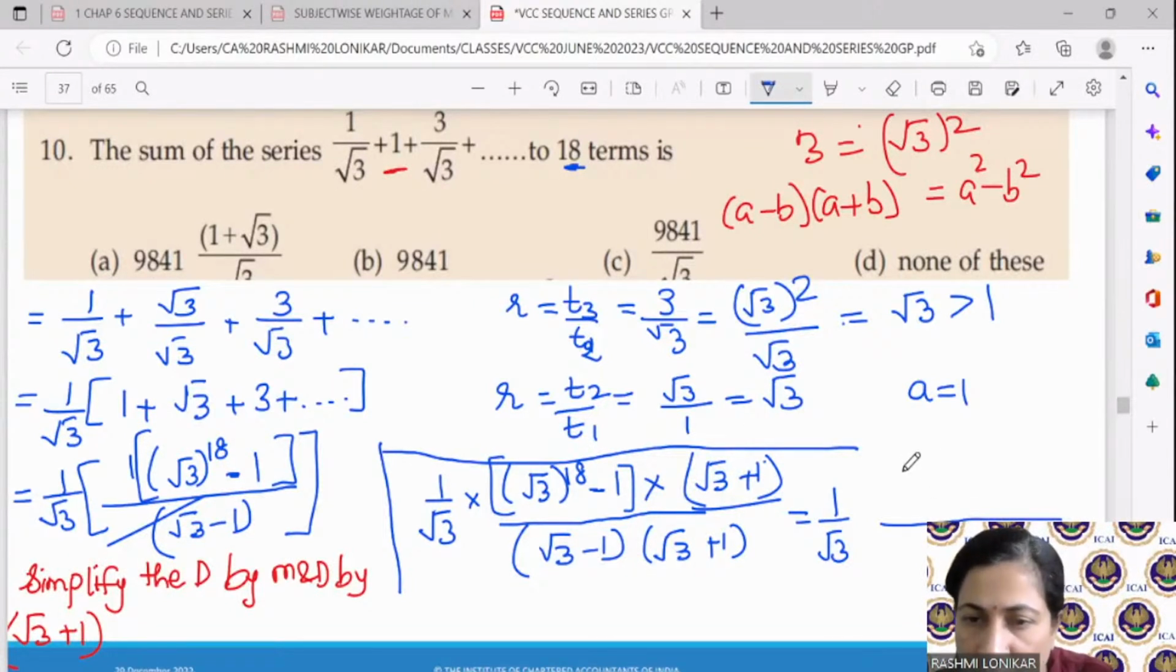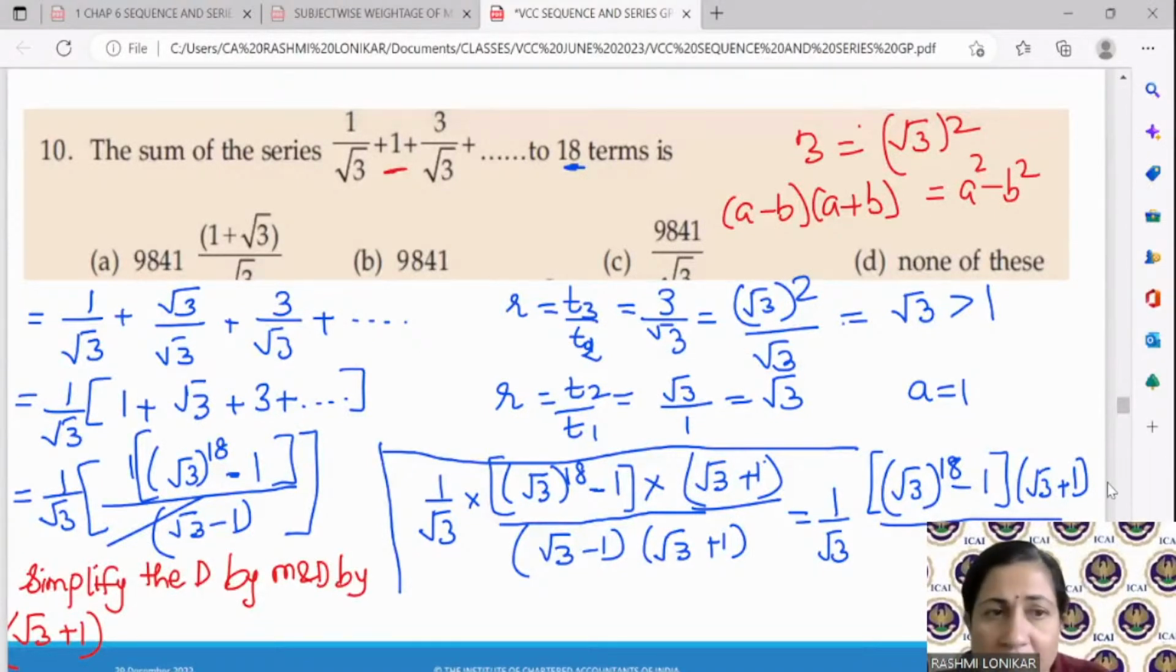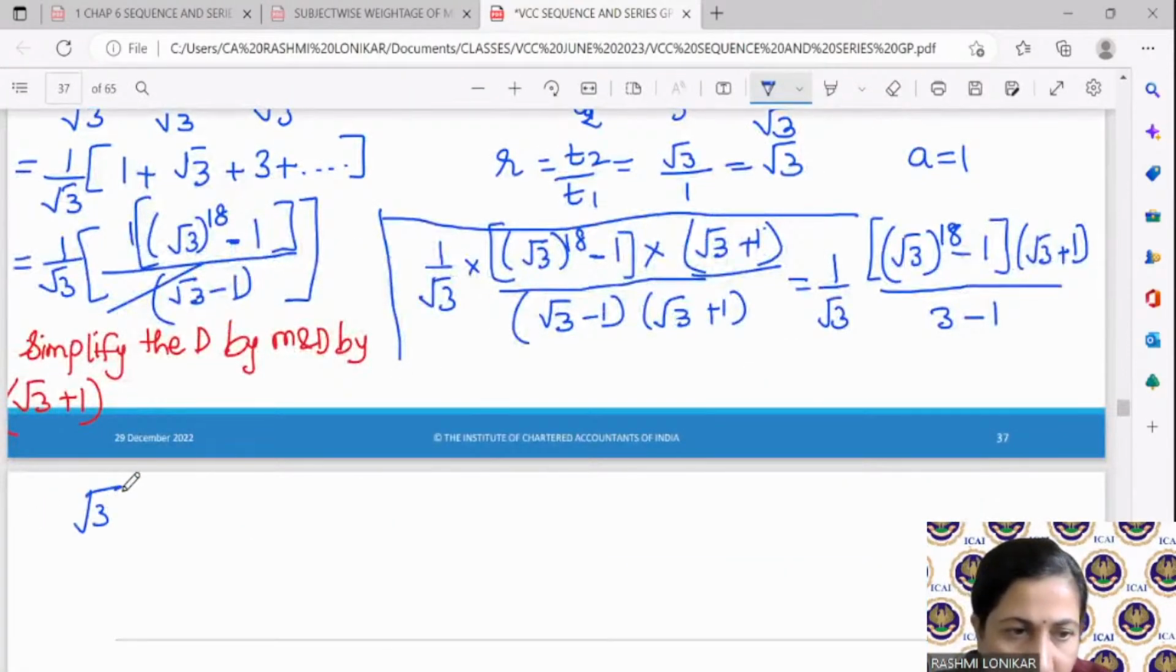And what will happen over here? This is square root of 3 raised to 18 minus 1 into bracket root 3 plus 1. Now 3 minus 1 is 2. Now let me see what I can do with this. As you know, root 3 square is 3. So I'm just concentrating on root 3 raised to 18.